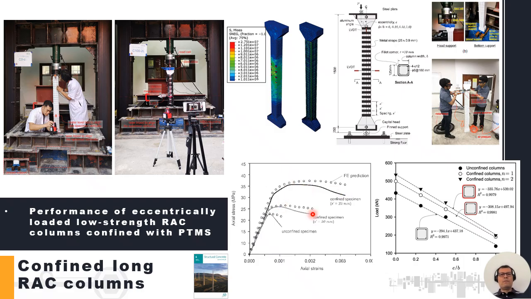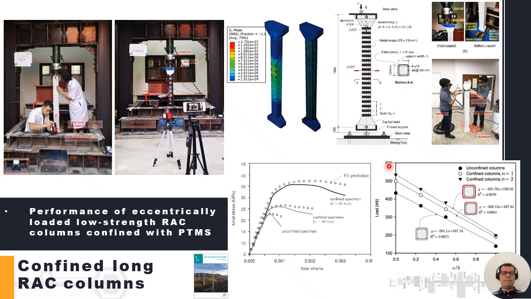Obviously, we also did some numerical analysis. You can check the results of this research in the Journal of Structural Concrete. We did some numerical analysis to try and predict the behavior of the columns, and then did some more parametric analysis to establish the effect of the slenderness.